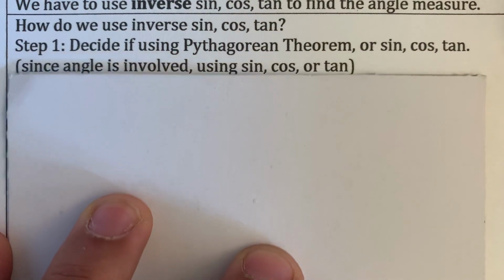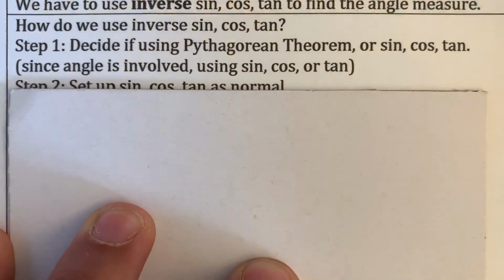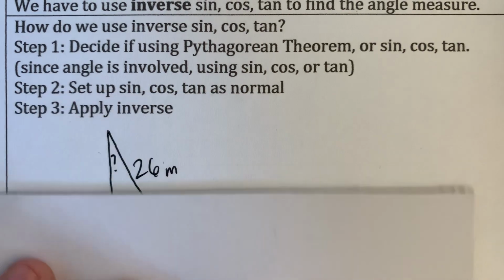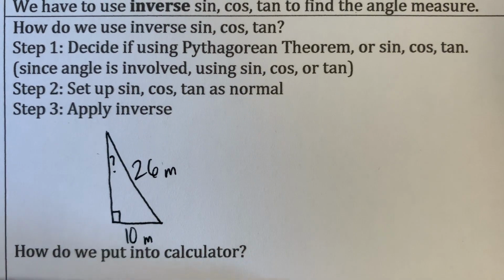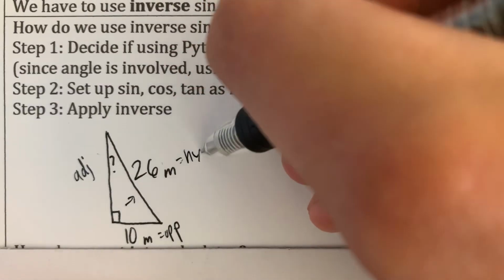And so what do we do? Okay, so step one, we decide if we're using Pythagorean theorem or sine, cosine, tangent. Since the angle's involved, we're using sine, cosine, tangent. We set up sine, cosine, tangent as normal, and then we'll apply the inverse. Okay, so let's see which one we are going to use. Well, this side right here is going to be the one next to it. So let's label them. This is adjacent. The one across, this is going to be the opposite, and this is always the hypotenuse.